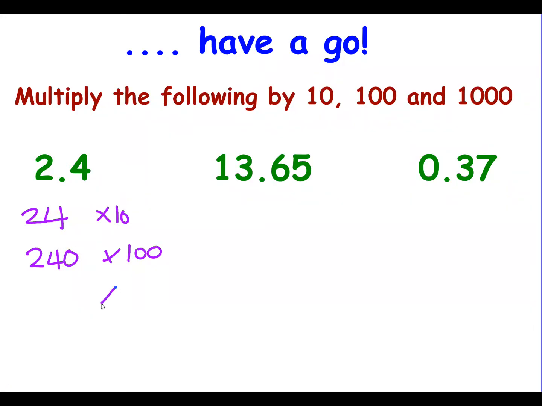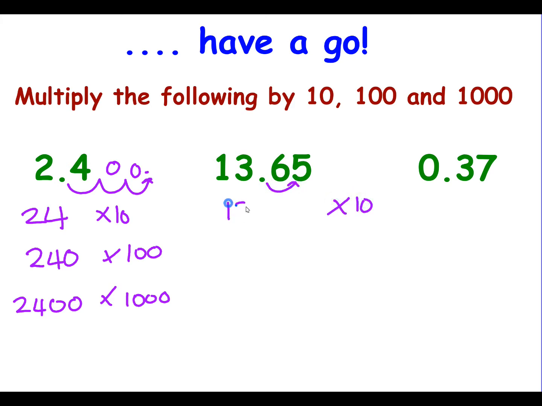And then finally, if I multiply it by 1000, that's three places to the right, so my decimal point ends up there. I infill each hook with nothing in with zeros, and it becomes 2400. Let's do the same with 13.65. Multiplying it by 10 moves this decimal place one place to the right, so it becomes 136.5.